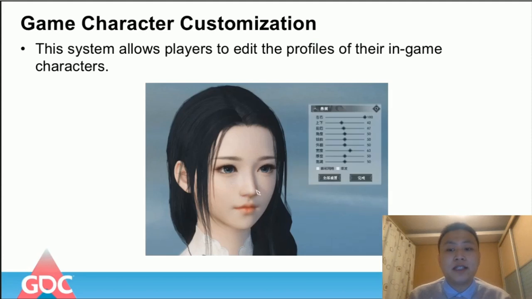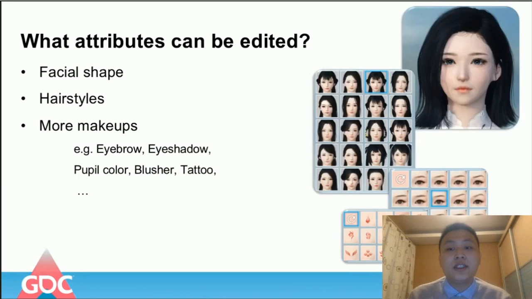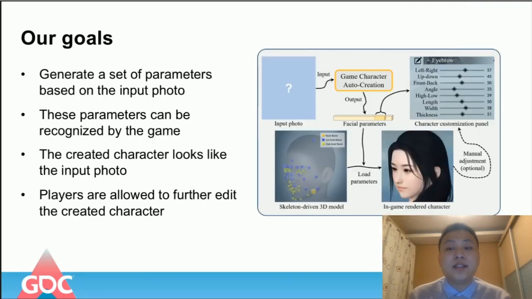Character customization system is a common system in recent RPGs. It allows players to edit the profiles of their in-game characters. For example, in the game Justice, players not only can adjust the facial shape by controllers, but also can choose various hairstyles and makeups for their characters. However, it is very time-consuming to create a perfect character with hundreds of parameters, especially when players hope to put themselves into the game. In this talk, we focus on the facial part and explain how to automatically create characters for our players.